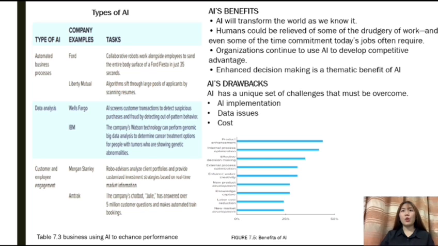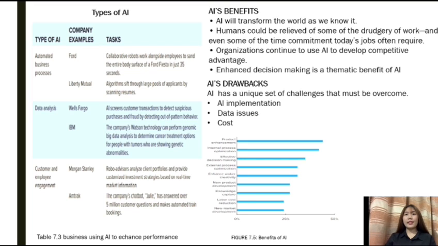Collaborative robots work alongside employees to set the entire body surface of a Fox Vista in just 25 seconds. Library module. Algorithms sift through a large pool of applications by scanning resumes. And the second type of AI is data analytics.